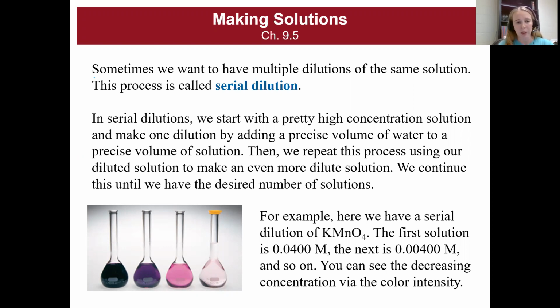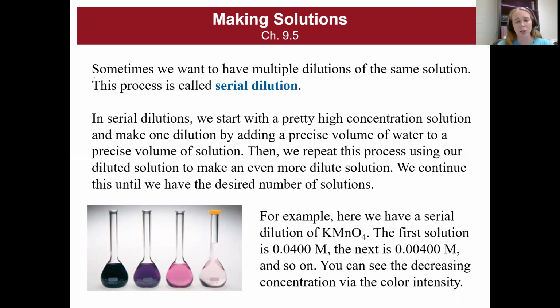So for example, this is a picture from your book, and I think it's pretty nice because potassium permanganate is a pretty pink purple color depending on the concentration. So this is a serial dilution of potassium permanganate. That's what this looks like. You will be doing this in Chem 120, but not in Chem 119 lab. So keep this in mind for when you get to Chem 120 lab.